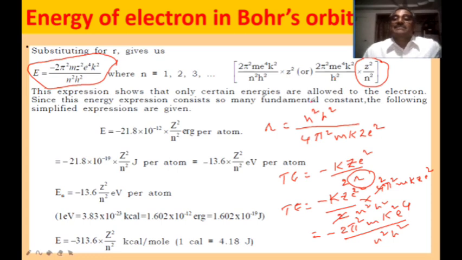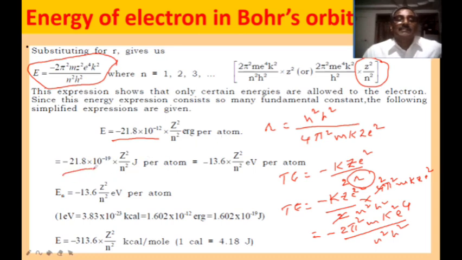In SI system, its value is 6.625 into 10 to the power of minus 34 joules second. If these values are substituted and simplified, we get minus 21.8 into 10 to the power of minus 12 erg per atom, or 10 to the power of minus 19 joules per atom. If these values are substituted in the MKS system, we get 10 to the power of minus 19 joules per atom. If the values of CGS system are substituted, we get minus 21.8 into 10 to the power of minus 12 ergs per atom.